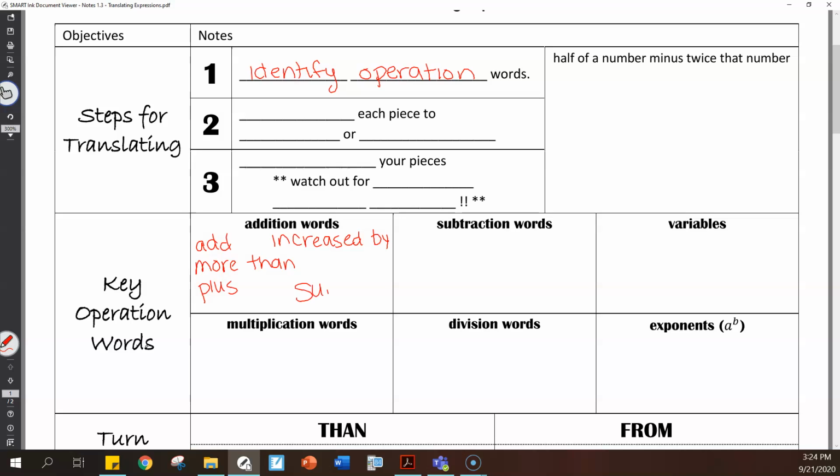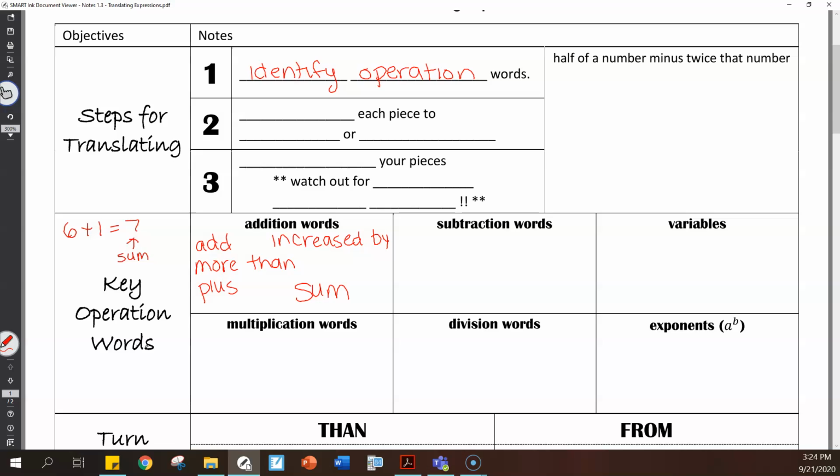Or something like sum. Remember the word sum, S-U-M, is the result of an addition problem. So if I have something like 6 plus 1 equals 7, 7 is the sum. It is the number that is a result of an addition problem. So when it's looking for the sum of something, it's asking you to add those two things.